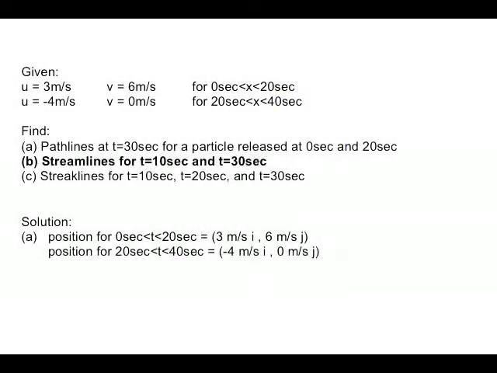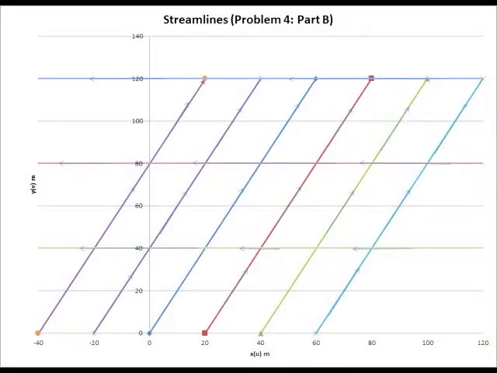For part B, we use the same velocity vectors as part A. Here is the graph of our streamlines. The streamlines at 10 seconds travel up and diagonally to the right. The streamlines at 30 seconds travel horizontally to the left.